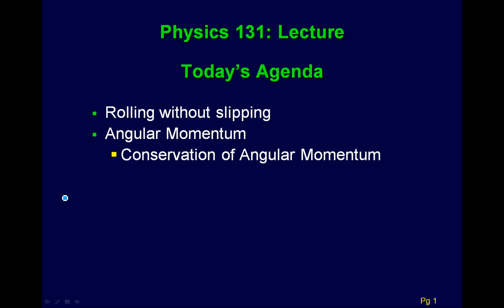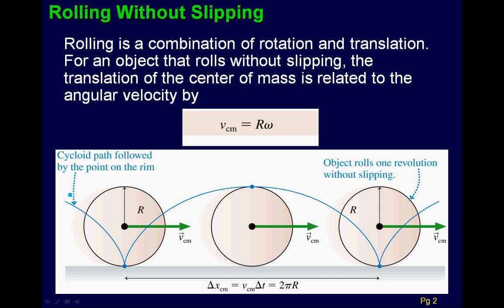We're going to finish off our discussion of rotational motion by talking about two topics: rolling without slipping and angular momentum. Rolling without slipping is a special case. In fact, we're never going to talk about rolling where there is some slipping. It's a special case.